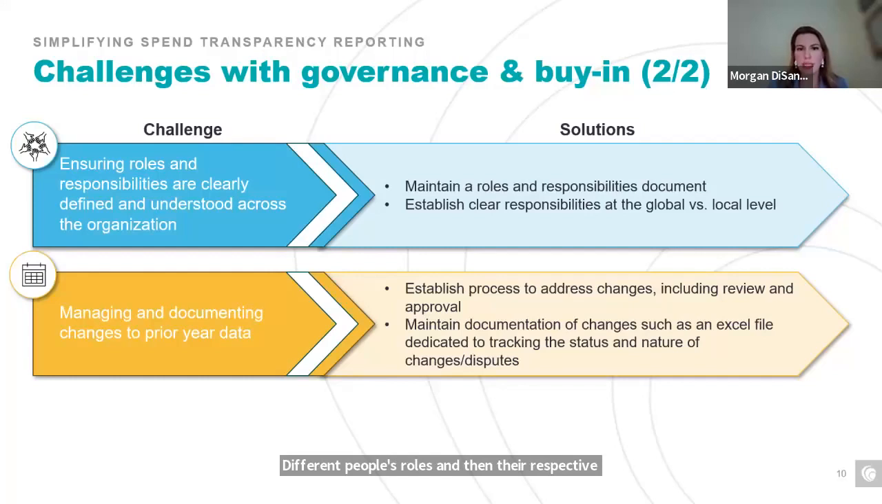The last challenge here is managing and documenting changes to prior year data. So what we're thinking about is assessing previously unreported data, disputes, and changes. And it's really important here to establish a systematic process to handle changes or disputes, and also use a system, which could be as simple as an Excel file or a database, to track the status of these disputes, as well as thoroughly documenting, and I think this is really important, the reasons for any adjustments being made, and who the individuals involved were.